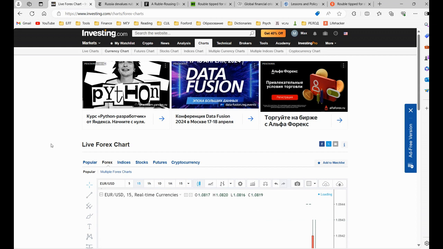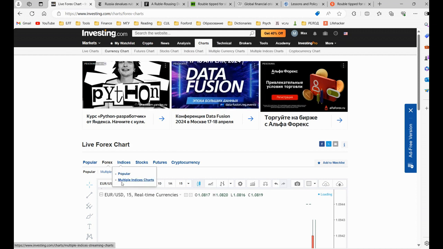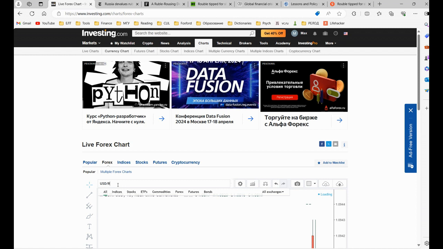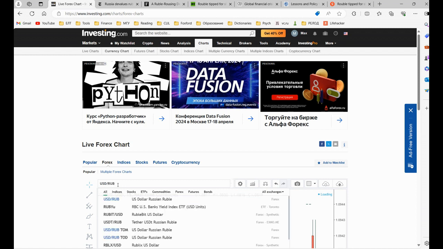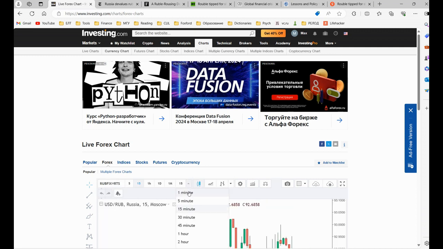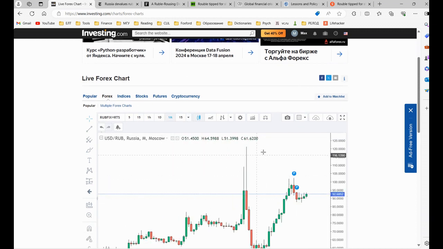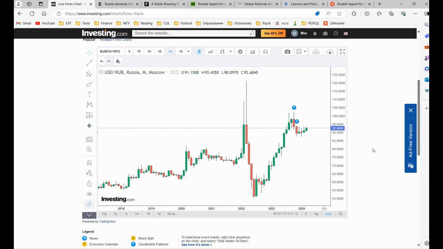In order to get the statistics on the Russian ruble, we can go to investing.com, go to charts, and pick a currency chart. Right here, your default option is going to be euro to USD, but let's switch that to USD to ruble. Let's pick an interval that is sufficiently long, 1 month, that will enable us to go back sufficiently far in time.